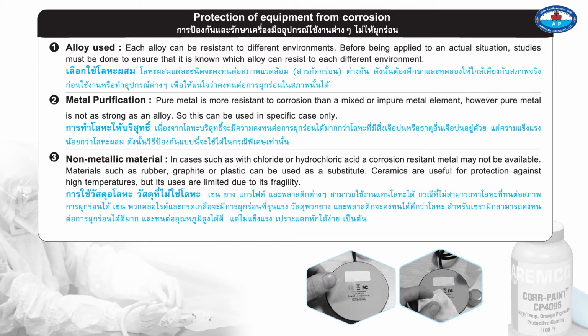3. In cases such as with chloride or hydrochloric acid, a corrosion-resistant metal may not be available. Materials such as rubber, graphite, or plastic can be used as a substitute. Ceramics are useful for protection against high temperatures, but its uses are limited due to its fragility.